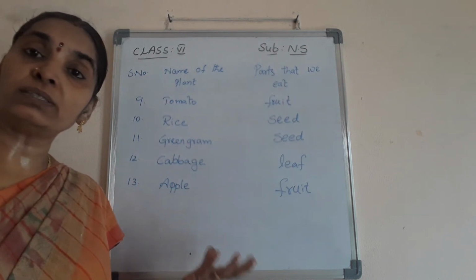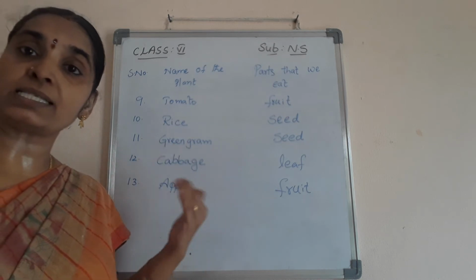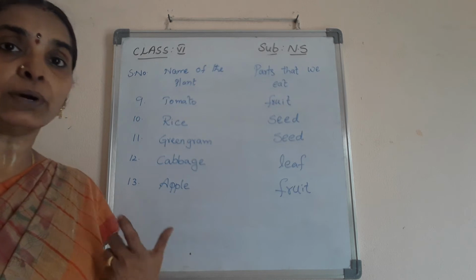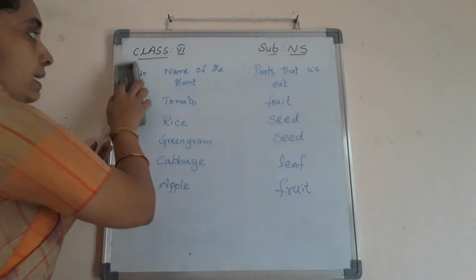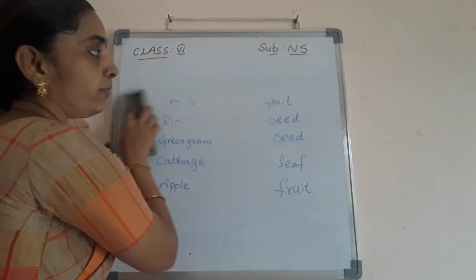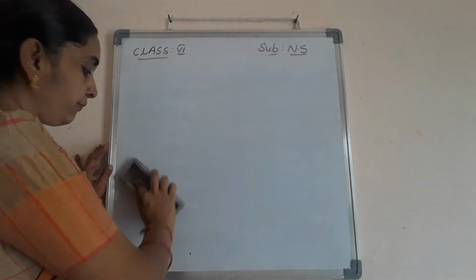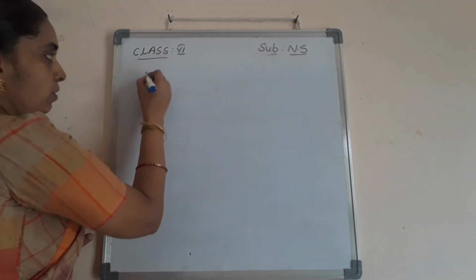So why do we cook different food materials that come from plants and animals in different manners? In order to get variety in our diet. As I said in our previous class, there are different methods of cooking food. What are the different methods of cooking food? As I told you earlier, the first one is methods of cooking food.